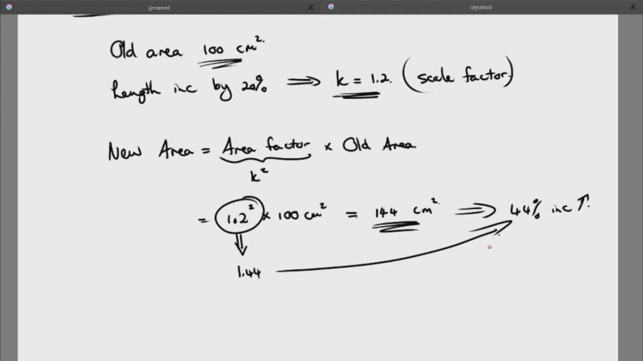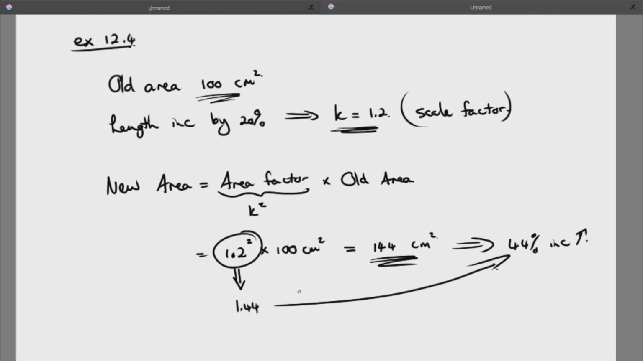So a 20% increase in the side lengths corresponds to a 44% increase in the area. People get confused because they want to take that 20 number to a 44. But that's not how it works. It's 1.2 that gets used in the calculations, which gives me 1.44, which I then take to the percentage interpretation. Thoughts on that one?